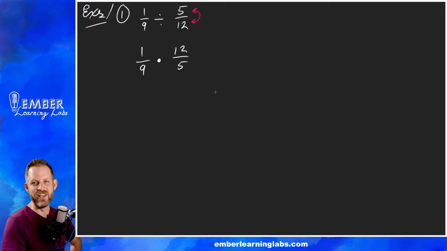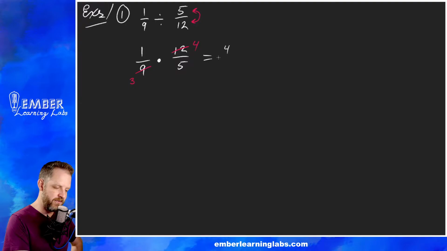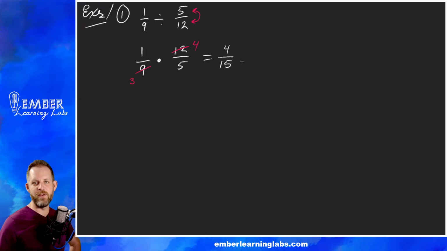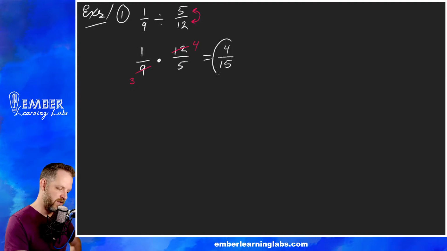We can pre-reduce. Pre-reducing is going to be a great idea. So we can divide 12 and 9. Each of those we can divide by 3. So 9 divided by 3 is 3, and 12 divided by 3 is 4. Easy peasy, lemon squeezy. 1 times 4 is 4. 3 times 5 is 15. This reduces to 4/15. That's all there is to that one.